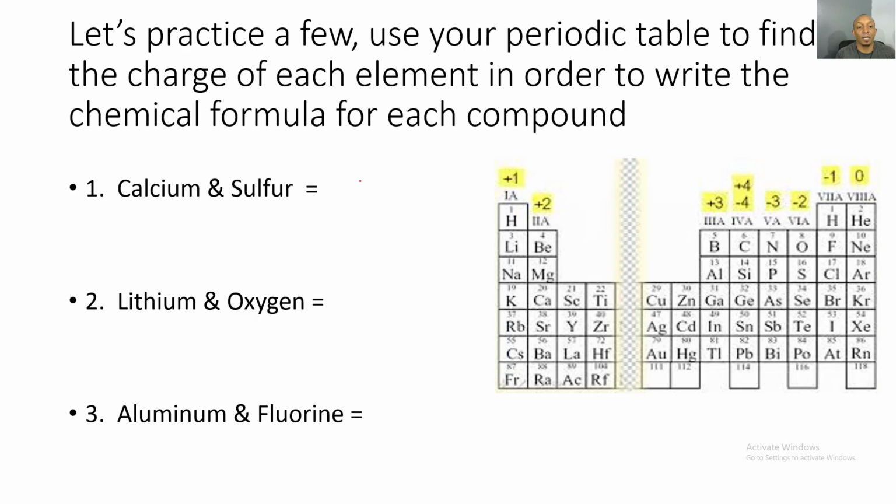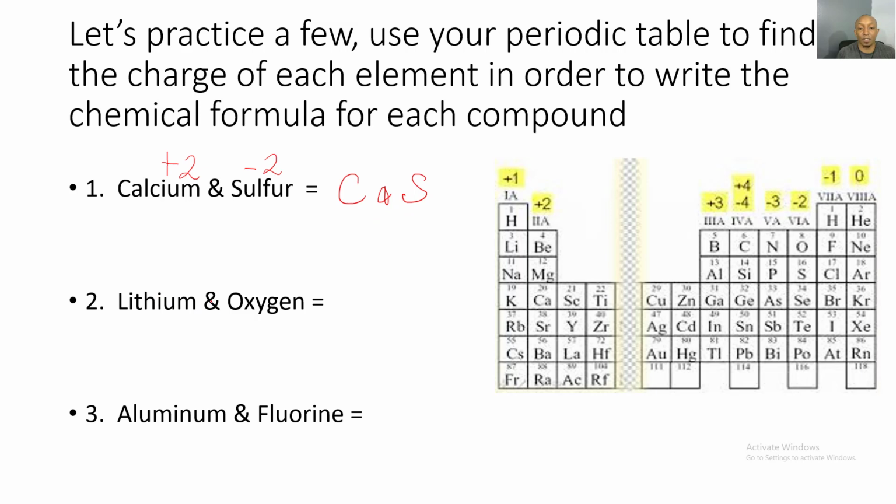So let's take a look at it. Let's go ahead and put our charges first and show that calcium has a +2 charge and sulfur has a -2 charge. So a +2 and a -2 is going to give us 0. So now when we write our chemical formula, it's going to be CaS, since our 2 charges cancel out. So that is calcium sulfide.